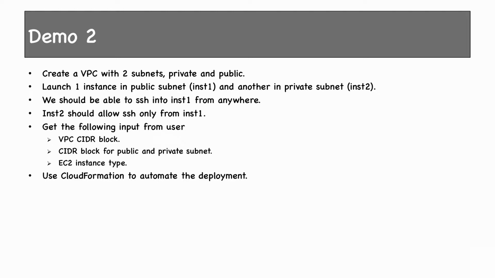We'll have to create another set of security groups and NACLs using CloudFormation template. And we'll get the following input from user. We'll take the VPC CIDR block, CIDR block for the public and private subnet, the EC2 instance type, and of course we'll be using CloudFormation to automate the deployment. I'll also show you different functions in this demo. I'll show you how to use find in map, how to use get attribute function, and pseudo parameters like AWS account ID, AWS region, etc. in this demo.